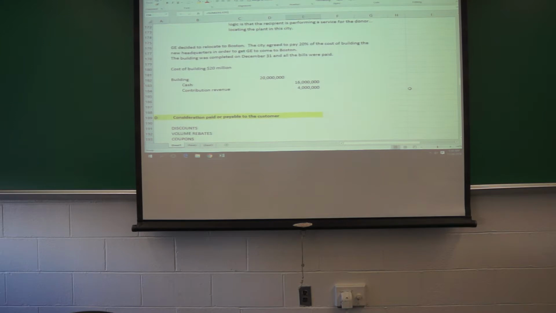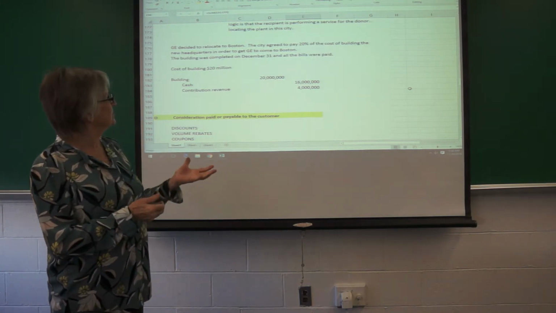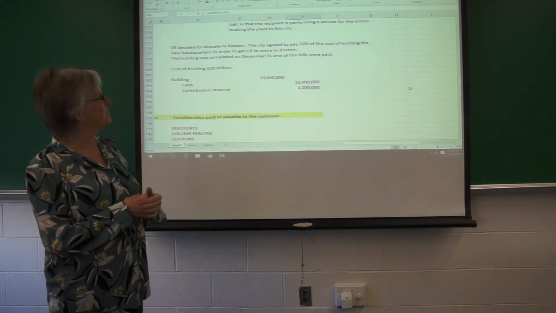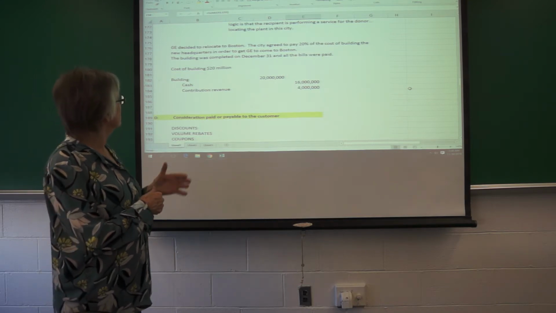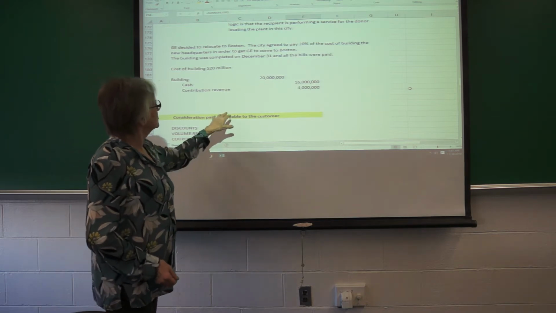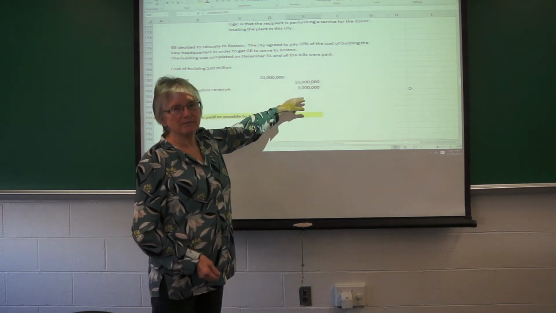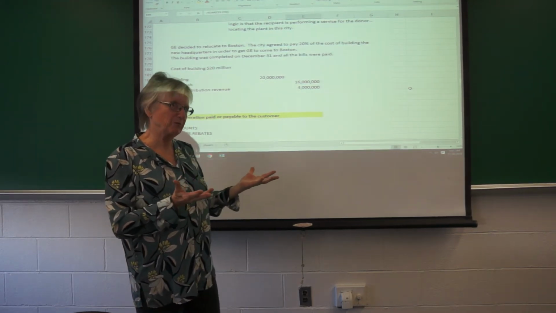So if we look at the example here, and these are fictional numbers, let's say GE decided to relocate in Boston. The city agreed to pay 20% of the cost of the building, and the building was completed and everything was paid. So the building cost $20 million. The city of Boston contributed $4 million to that. I don't know if they did this or not, but this is just an example. I know GE did come to Boston.